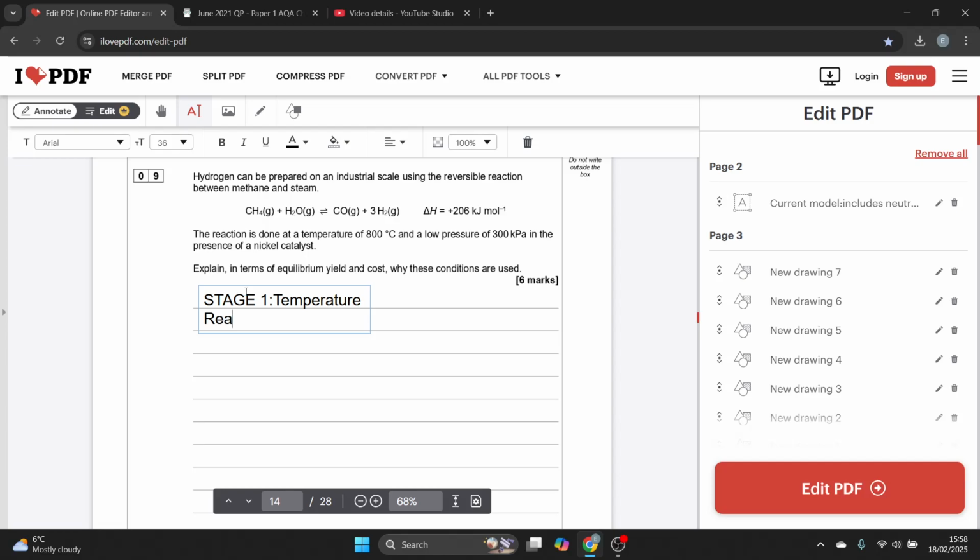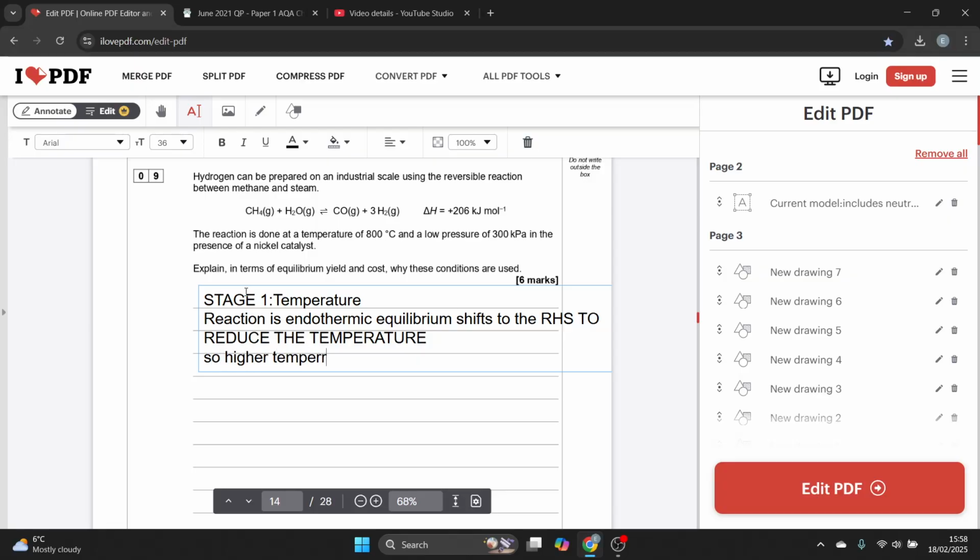Temperature. The reaction is endothermic. Equilibrium shifts to the right hand side to reduce the temperature. So higher temperature increases the yield. If I increase the temperature, it's going to shift in the endothermic direction to oppose the increased temperature, so it increases the yield.